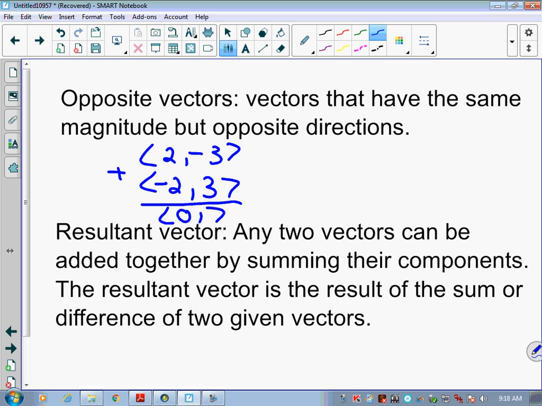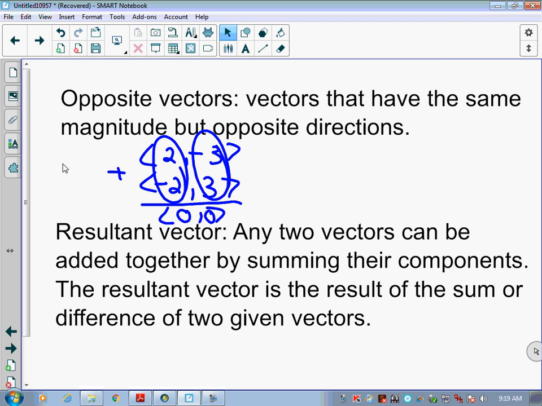So I get a resultant vector of 0, 0. But I could take any other vectors and either add or subtract them. But I'm only going to add or subtract these, add or subtract those. So I'm not going to carry something from the y components over to the x side. Okay? All right.